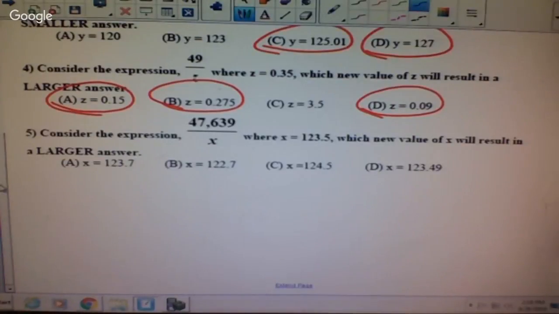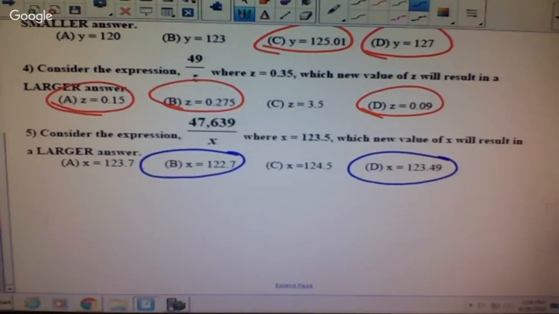Finally, number 5. I start at 123.5. I want to go larger. So I need to get smaller. 122.7 is smaller. 123.49 is also smaller because, again, if I extend this out, that's 50. This one's 49, so it's still smaller. Not by much, but it's still smaller. Questions? I guess not.